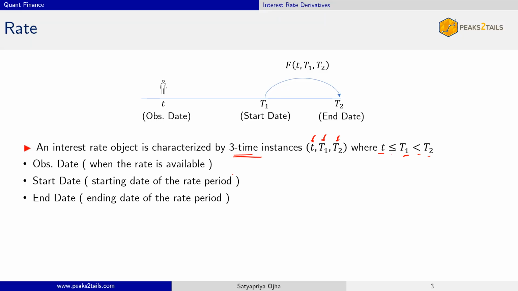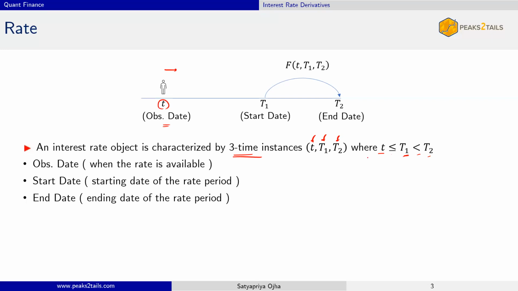Obviously, the time instances have to be real numbers. They cannot be complex. So what are these quantities? Small t is the observation date. This is when you observe a particular rate. Small t will eventually evolve, because today you are looking at a rate, and then tomorrow you'll be looking at the same rate, but the small t would have moved up by 1 day. Observation date keeps evolving.